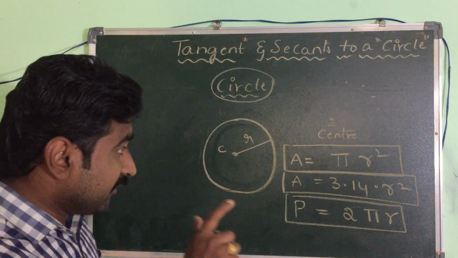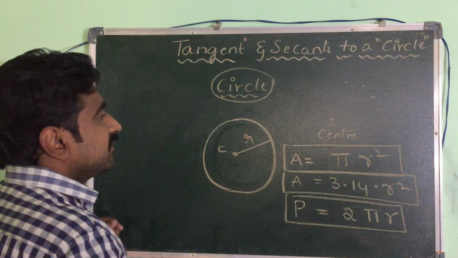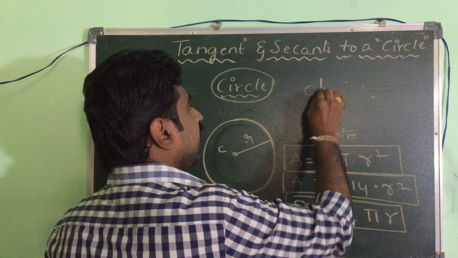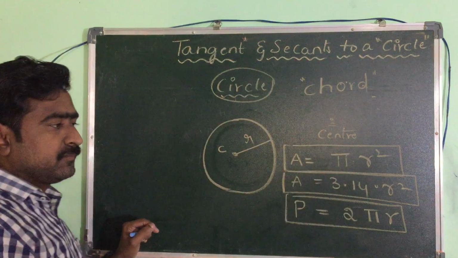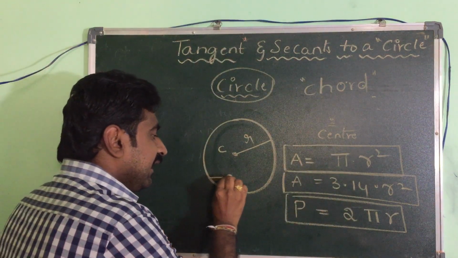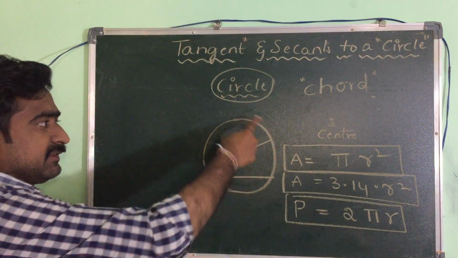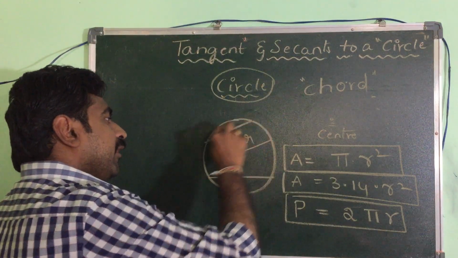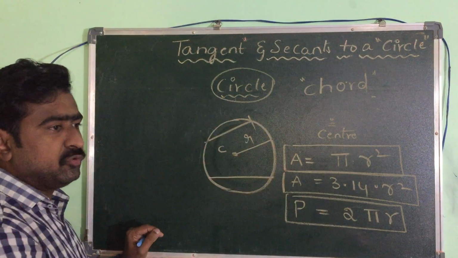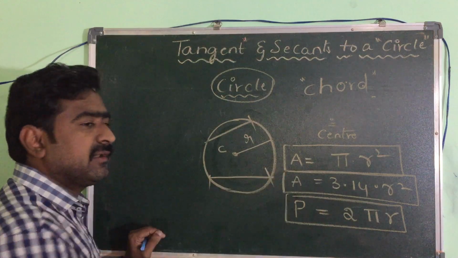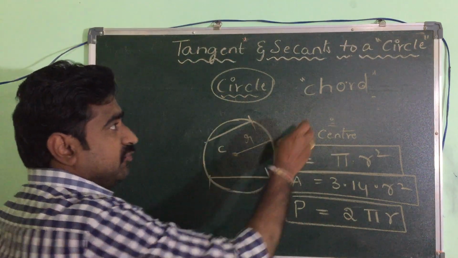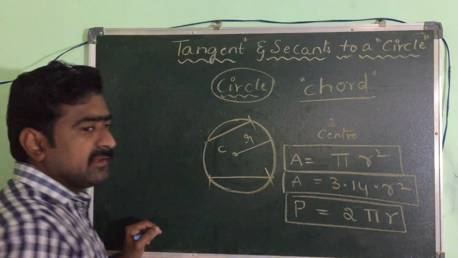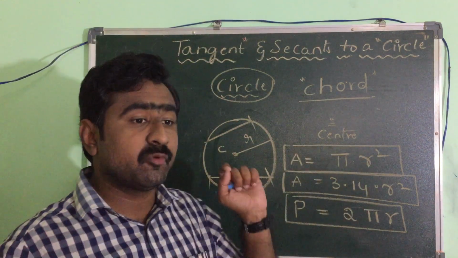Okay, and after that one we need to know what is the meaning of chord. So chord is nothing but the line segment joining any 2 points on the circle. Circle మీద any 2 points. So this is a point number 1, this is point number 2, and similarly this is a point number 1 and this is a point number 2. So circle మీద any 2 points ni join చేసే line we are calling it as chord. Okay, we are defining that word as chord.